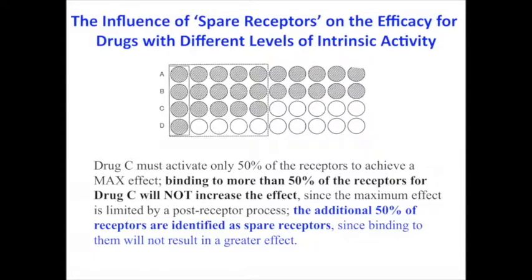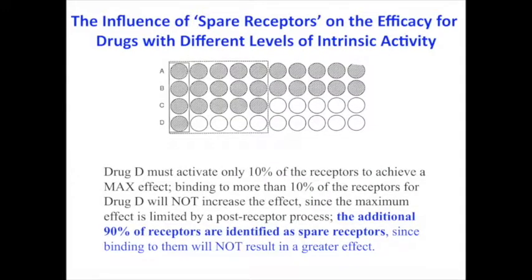Drug C can get the maximum effect with only 50% receptors occupied. So there's 50% spare receptors for drug C and 90% spare receptors for drug D, because it can get the maximum effect and a whole bunch of receptors are sitting out there saying, what about me, what about me? And they're not needed. Question?